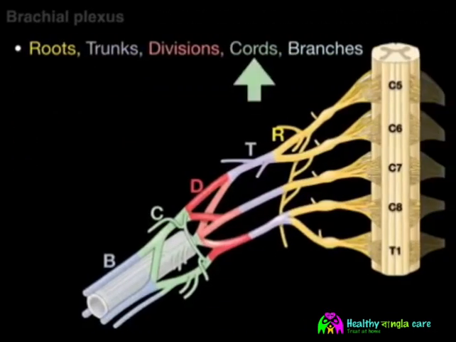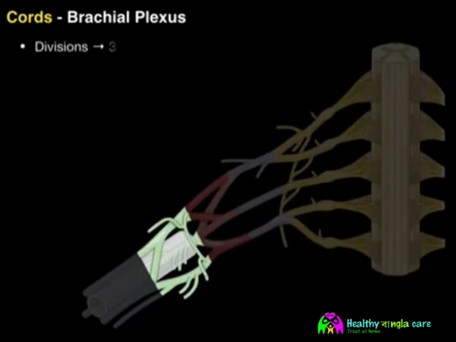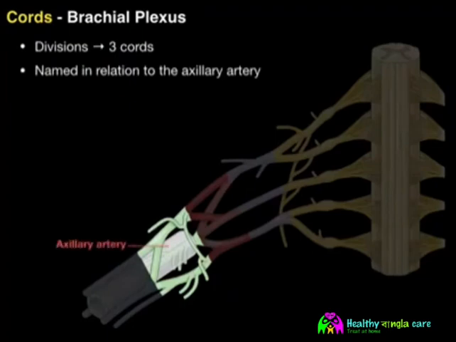Next, we're going to talk about cords. And so the divisions then give rise to three cords. They're named in relation to the axillary artery. So there's our axillary artery that's in blue. I wish I'd drawn it in red, but there's that axillary artery. And then there's a lateral and medial cord named in their relationship to this axillary artery. And then deep to it, I've tried to ghost it out, is the posterior cord.